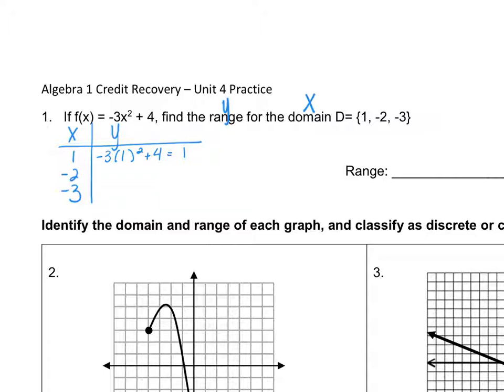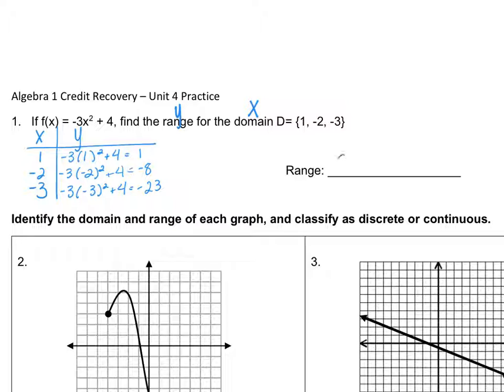On our second one, negative 3 times negative 2 squared plus 4, make sure you keep that negative in the parentheses. Okay? That ends up giving you negative 8. And for negative 3, again, you're plugging it in. Negative 3 times negative 3 squared plus 4 is equal to negative 23. So from there, your range, you're going to use your curly braces. What you got for your range or y values are 1, negative 8, negative 23.